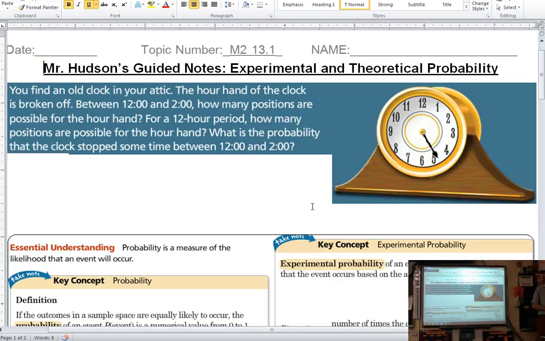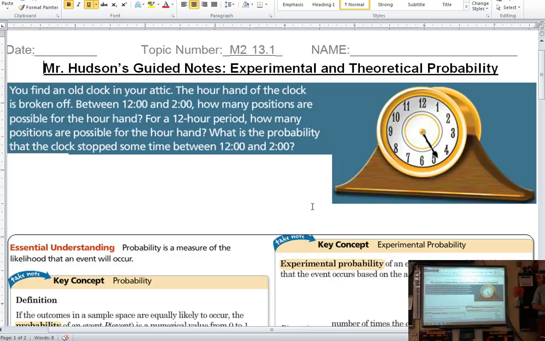So, if we look at an old clock in your attic, the hour hand is broken off. Sad day. Between noon and 2, how many positions are possible for the hour hand? For a 12-hour period, how many positions are possible? And what's the probability that the clock stopped sometime between 12 and 2? So ponder that as we go through this. We're probably going to come back to this question.